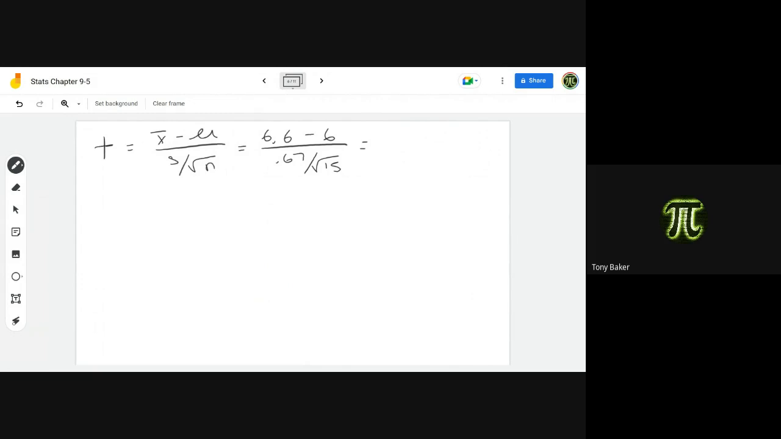All right, so when we do this out, we get 3.47 is my t. All right, so now that we got that, we want to find our critical value. So we're doing a right-tailed. That means we're looking in this section over here. And we were doing it at a 0.05 significance level.